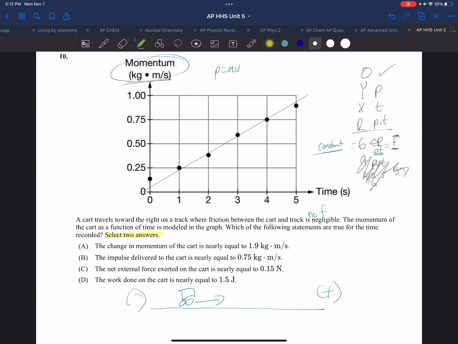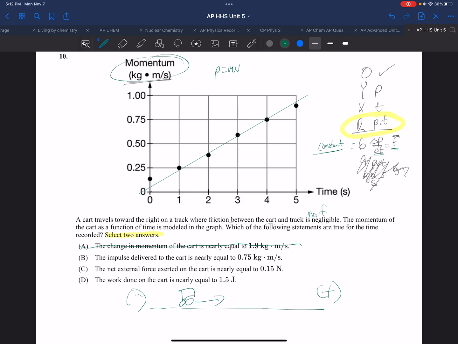The change in momentum of the car is nearly 1.9 kilogram meters per second. Well, the question asked is about momentum, so we're just going to read that off the graph. If we look at the total momentum at the end, it's not even 1, and it started at almost 0. So it can't possibly be 1.9 if at no point is the momentum even 1.